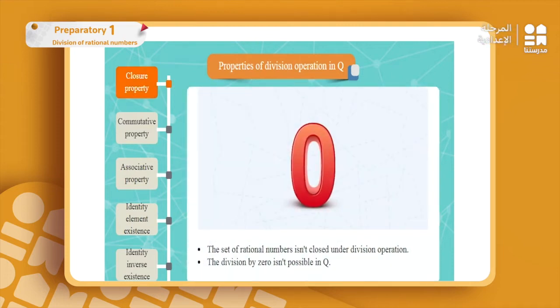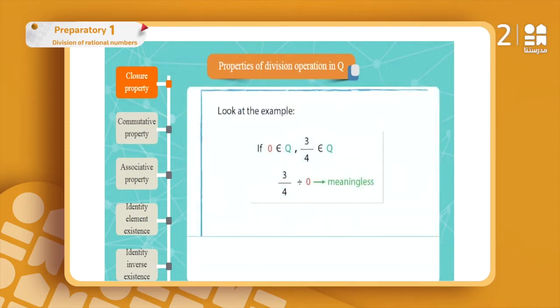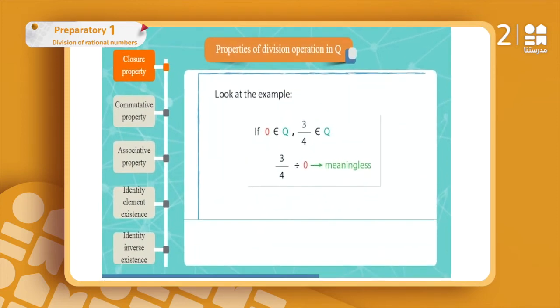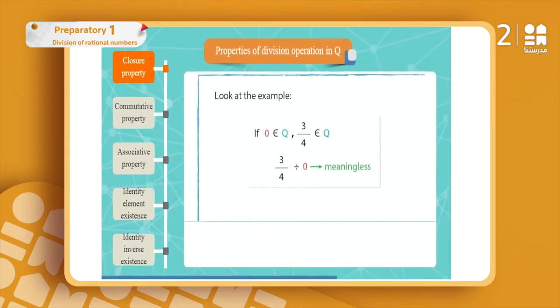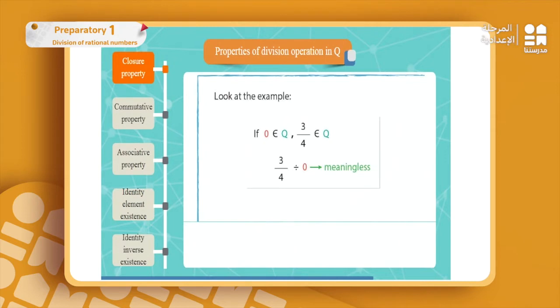The first property is the closure property. The set of rational numbers is not closed under the division operation. That's because division by 0 is impossible in Q. For example, if 0 belongs to Q and 3 over 4 belongs to Q, then dividing 3 over 4 by 0 is meaningless, because we cannot divide by 0.